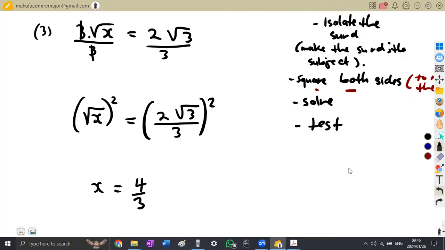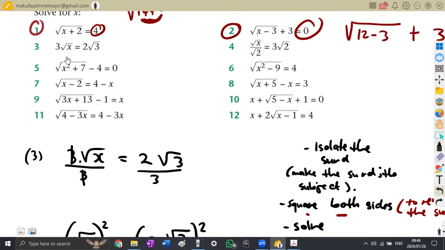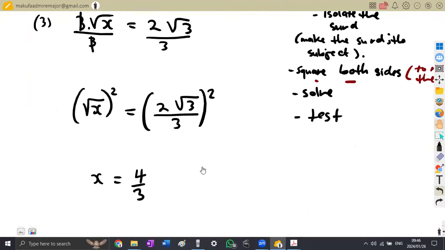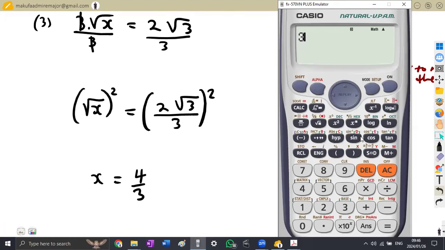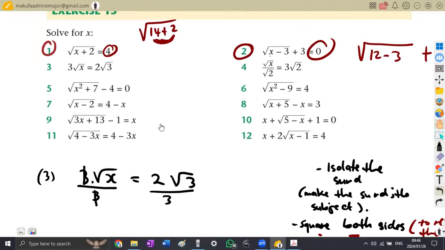4 over 3. Then also, let us test our solution. If we substitute this, are we going to obtain 2 square root of 3? If our x is given as 4 over 3, we had 3 times the square root of our x, being 4 over 3 like this. So this gives us 2 square root of 3. If we check on the other side, this is exactly what we were given, 2 square root of 3.